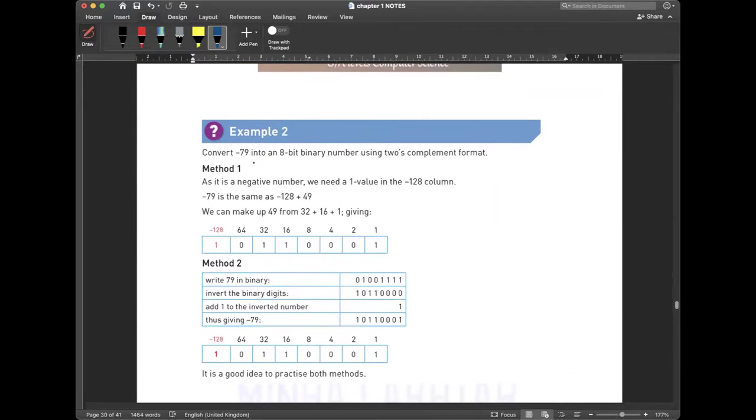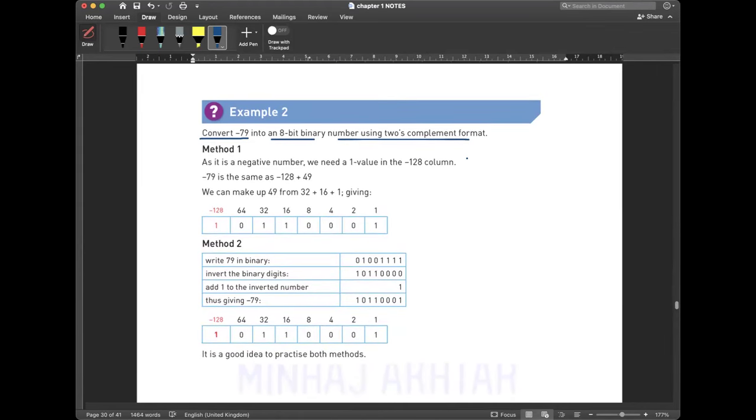Okay. Look, example number 2. Convert negative 79 into an 8-bit binary number using the 2's complement format. How do you do this? Negative 79. Simple. It is negative 79, so you have to make a register. Remember, I taught you this? This register is different. Why? Because you have a negative 128. So for negative 79, you're going to break the binary pattern. Look, this is the answer. And then what you have to do? You need to use the 2's complement format. So in the 2's complement method, you need to apply the 1's complement, then add 1, and then you will get this answer.